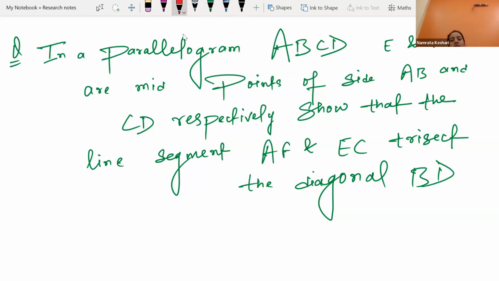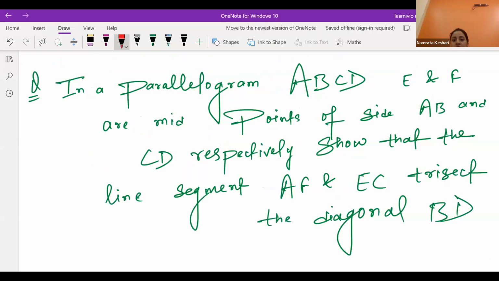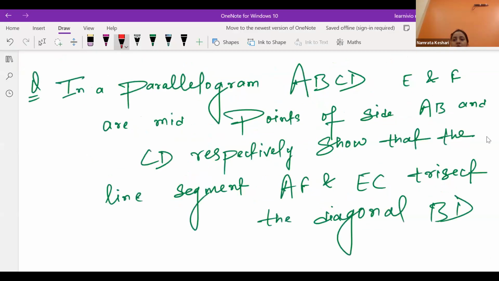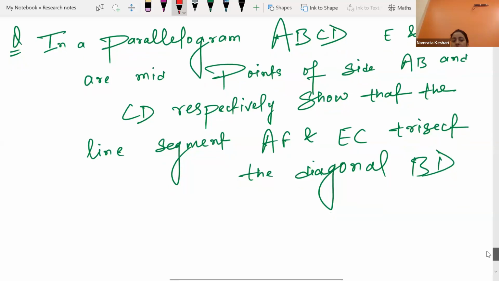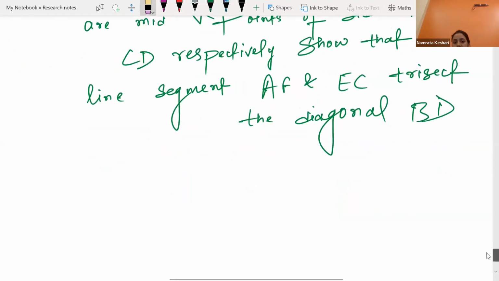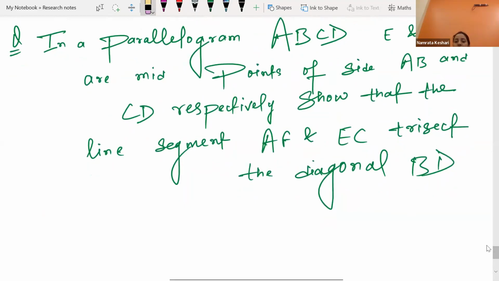Ma'am, I want to know something. Yeah, please tell me. Is there any figure given to this question? Yes, Ryan, the figure is given. Okay, I'm drawing the figure. Ryan, please confirm whether the figure looks like this, in a parallelogram ABCD. Let me draw it myself, because this question looks like maybe a figure will be there.